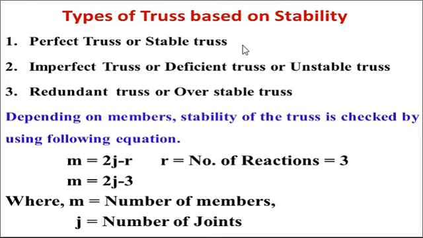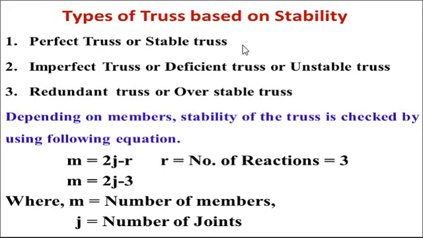According to stability, there are three types. First is the perfect truss, also called a stable truss. Second is the imperfect truss, or deficient truss, or unstable truss. The third is the redundant truss, or overstable truss. Now we will discuss these types one by one.